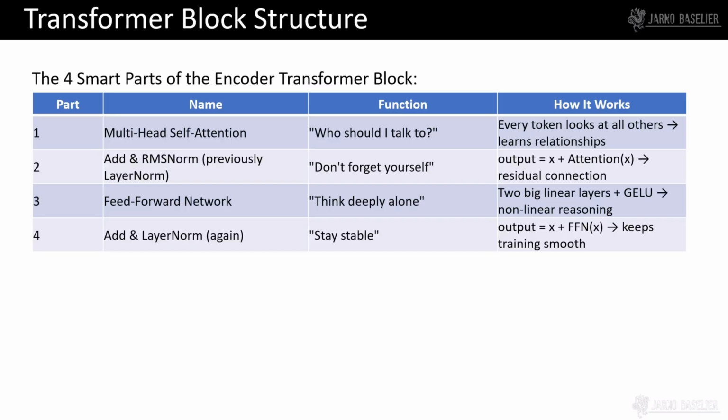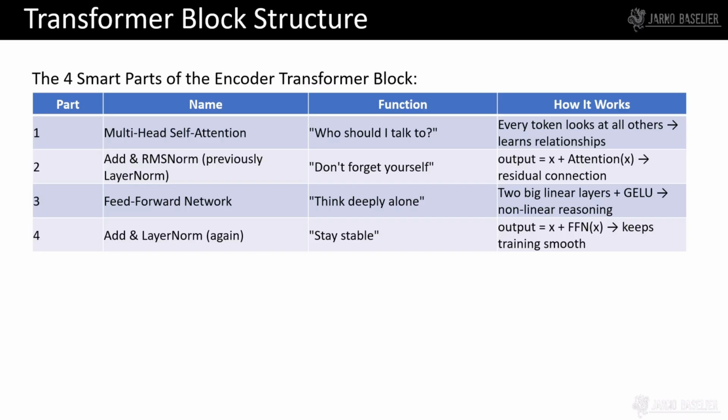Then it goes to the feed-forward network block, think deeply alone. This is where each token independently processes what it has learned. After gathering context, every token is passed through the same small neural network, two linear layers with a non-linear activation like GLU in between. No communication happens here and each token reasons on its own, but more deeply.